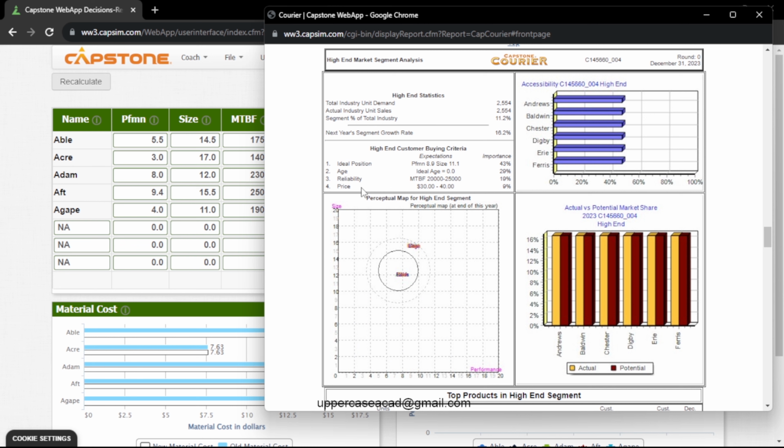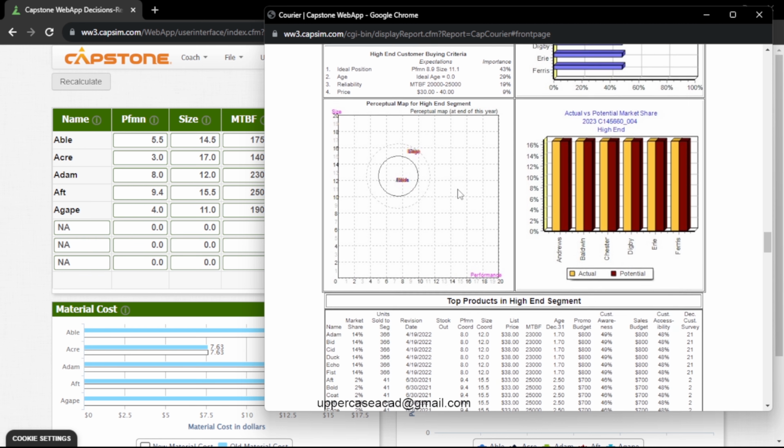In the high-end market segment, customers want a product with an ideal positioning of performance of 8.9 and size 11.1 with an importance of 43%. Age has an importance of 29%. Reliability, or the mean time before failure, has an importance of 19%, while price has the least importance of 9%, meaning here customers can really pay a premium for the best product that they find in the market.